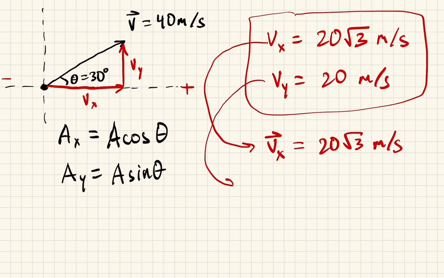Likewise, if we wanted to turn the y component into a vector instead of just giving the magnitude, we could say 20 meters per second upward, or we could just leave this as positive, assuming that we've defined upwards as positive and downwards as the negative direction.